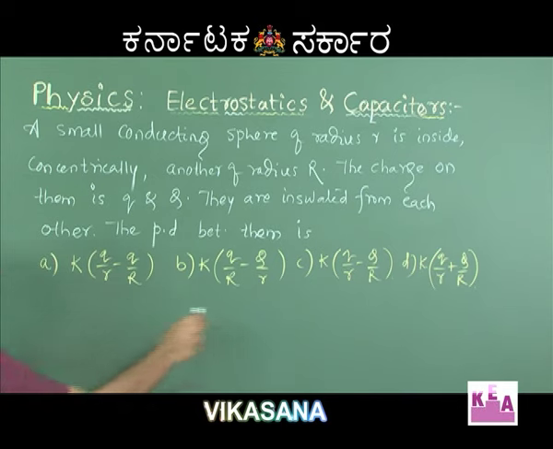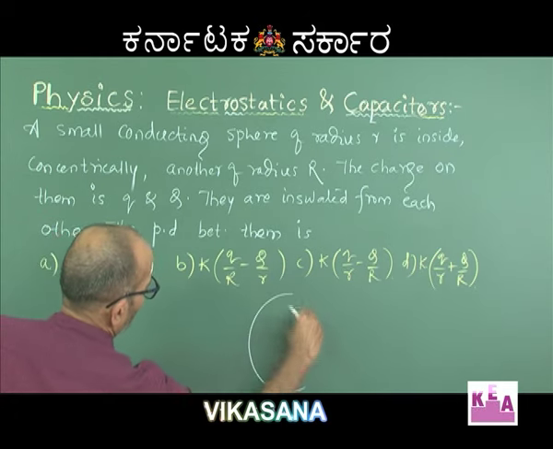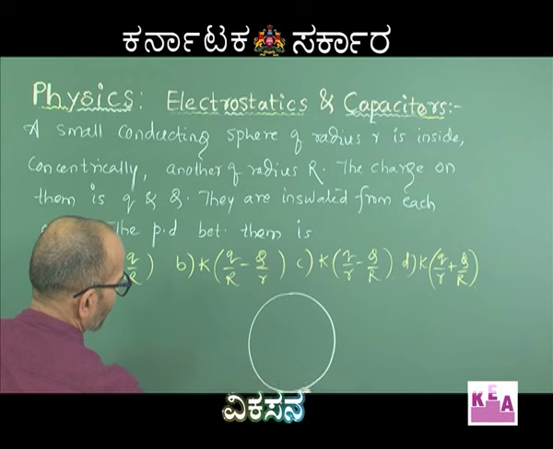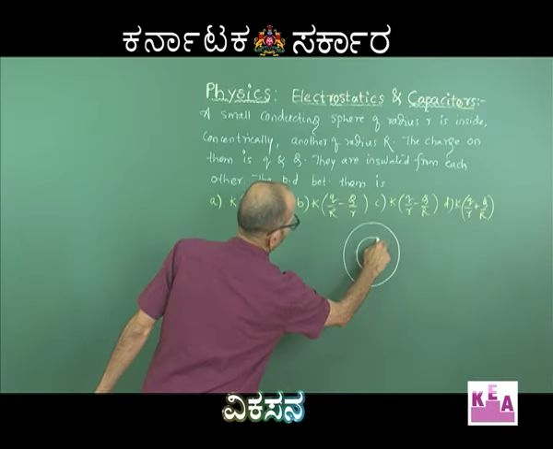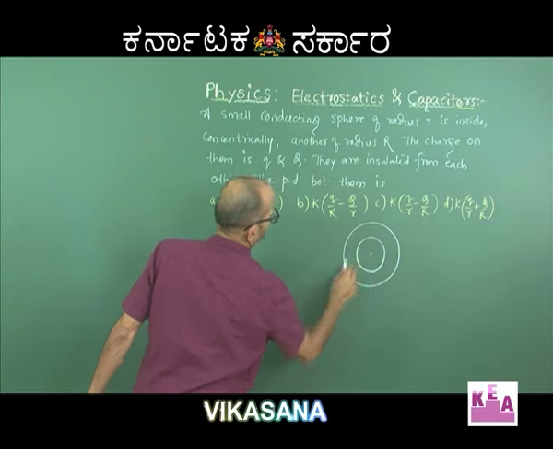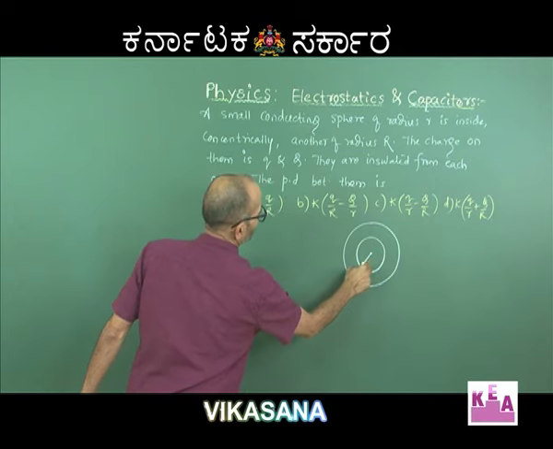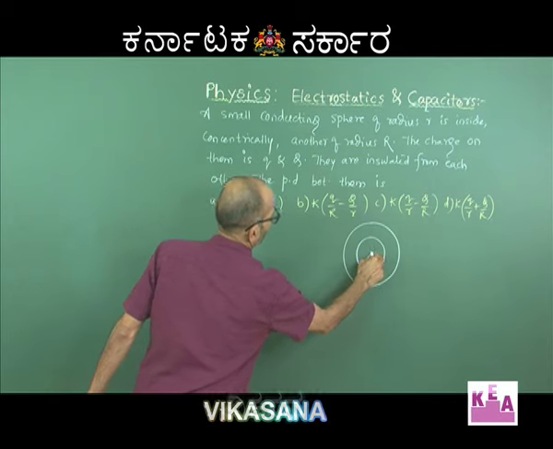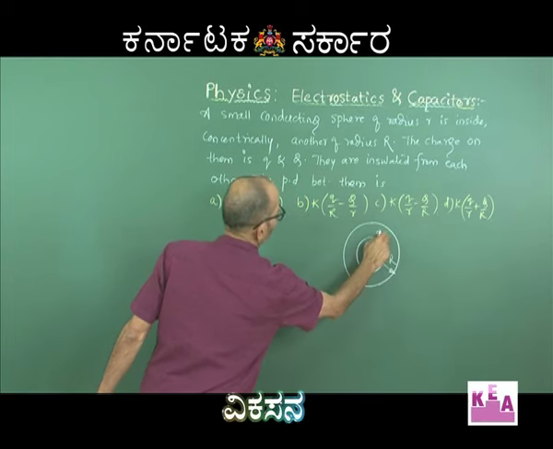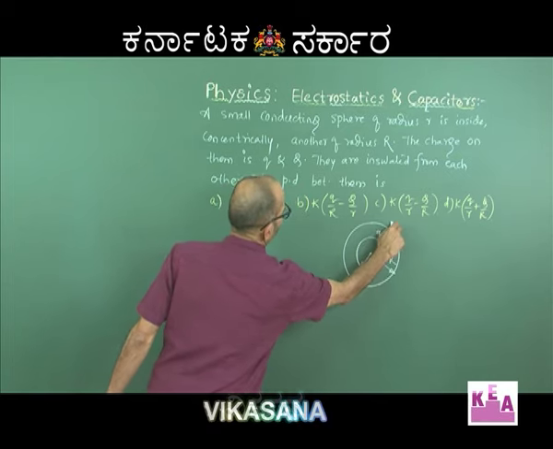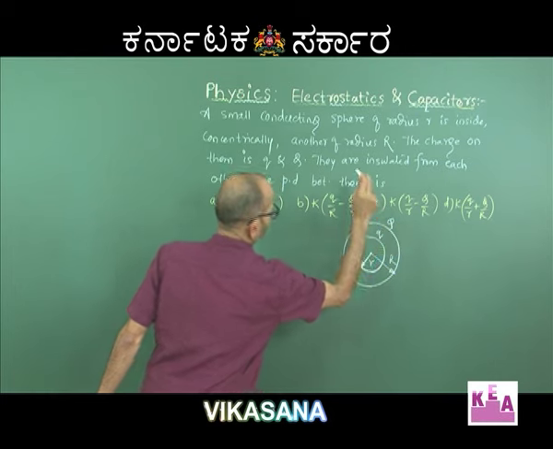See, there are two spheres here. Let me draw them. So this is the bigger sphere, the outer one you can say, and this is the one which is concentrically placed inside. The radius of the inner sphere is say small r and that of the outer sphere is capital R. Charge on the inner sphere is a small q, charge on the outer sphere is capital Q.